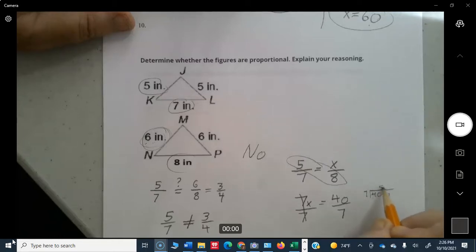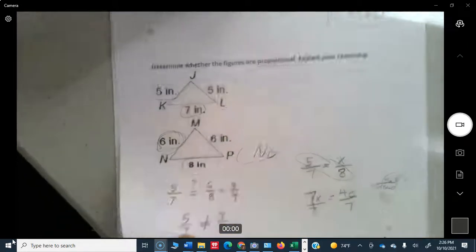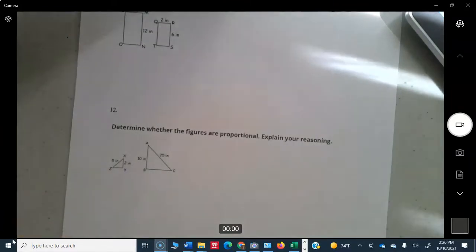7 goes into 40 five times. That's 35. Okay, and then you subtract. You get 5. You bring down the 0. You get 50. 7 goes into that, there's a decimal point there, 7 times. So you get 5.7. You do not get 6. Okay, so it does not equal. So no, that is not proportional. All right, let's keep going. I think I'm going to leave one more for you to do.